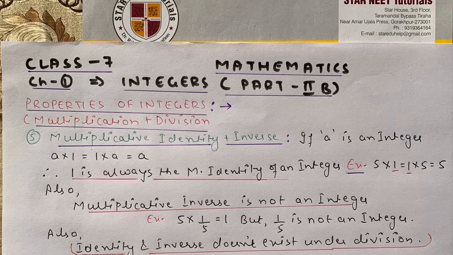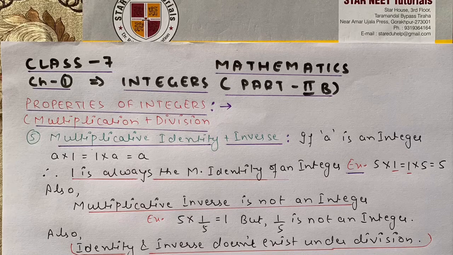What is multiplicative inverse? The meaning of multiplicative inverse is what you should multiply to an integer so that you get the answer 1. Suppose 5 is there, what should you multiply with 5 so that you get a result of 1? If you multiply 5 by 1 by 5, you will get 1. But 1 by 5 is not an integer. 1 by 5 is a rational number, which you will study in class 8th.